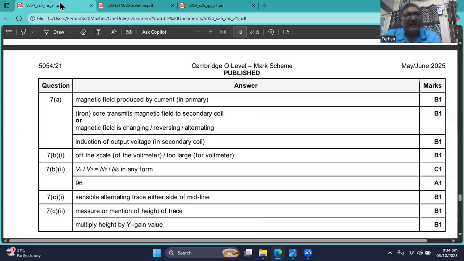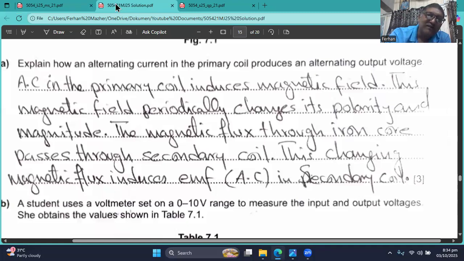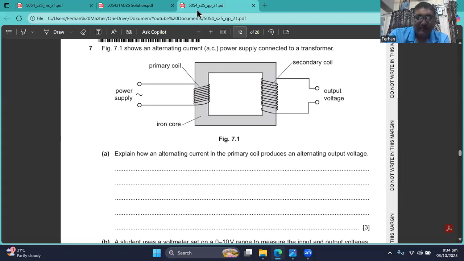Magnetic field produced by the current in the primary; the iron core transmits the magnetic field to the secondary coil. Magnetic field is changing, reversing, alternating. Induction of the output voltage in the secondary coil. I hope you understand. You can write a better answer. This is the answer which I wrote. You can always write a better answer.